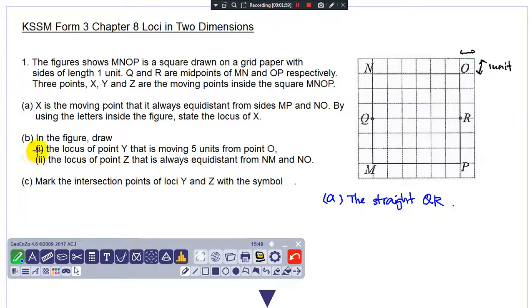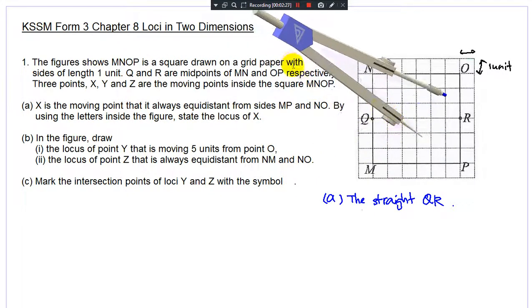Okay, how about B? In the figure, we need to construct a locus. The locus of point Y that's moving 5 units from point O. So this is point O. Constant distance from a fixed point, then it will be a circle, right? But here we cannot draw a full circle because the point Y only moves inside the square.